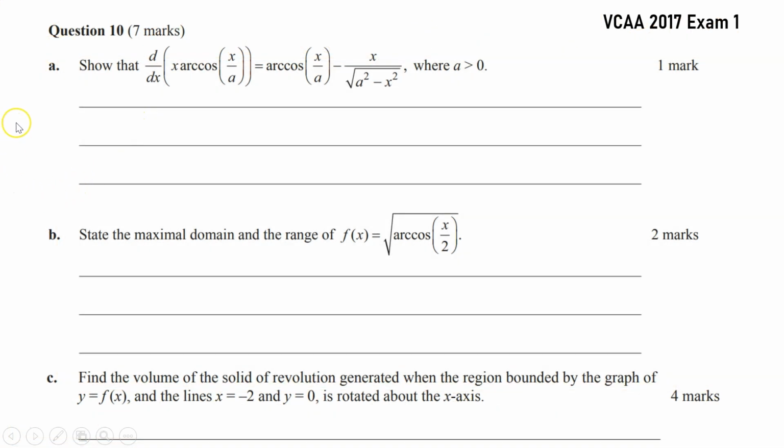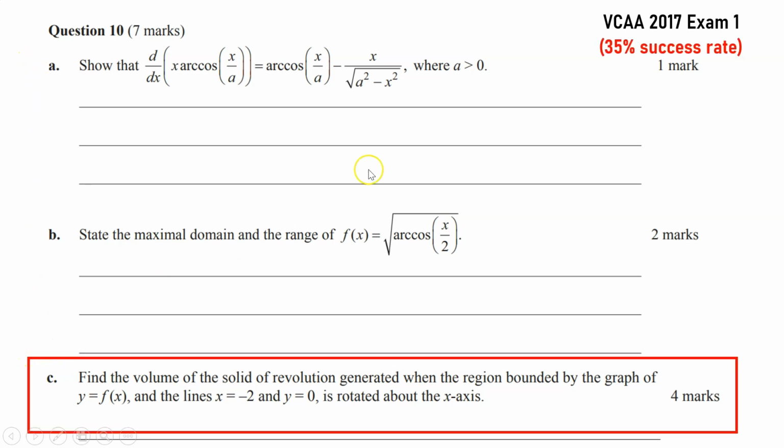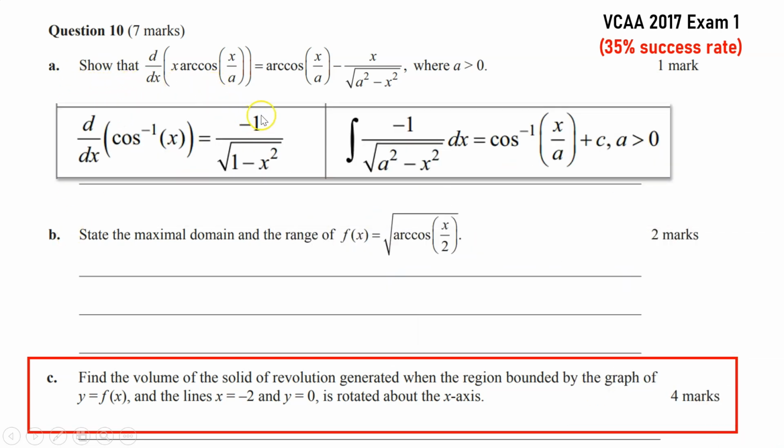So this was an exam 1 question in 3 parts, but it was really part C that students found most difficult. We'll quickly work through parts A and B. Part A was a show that question, and we've got this formula from the formula sheet, which pretty much gets us most of the way there.